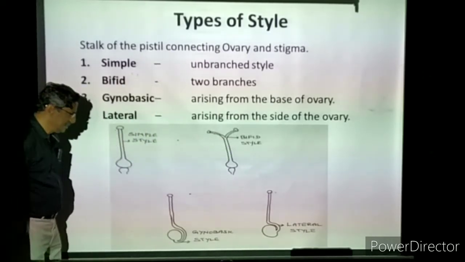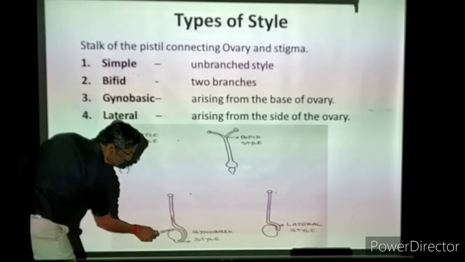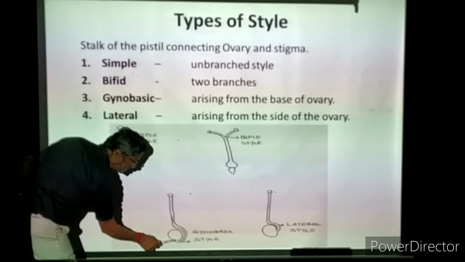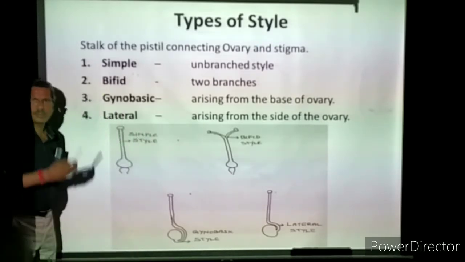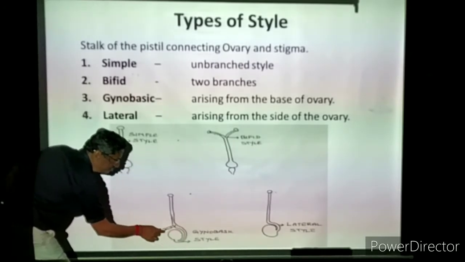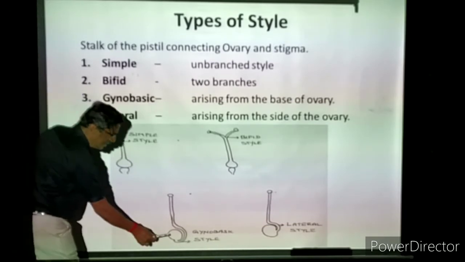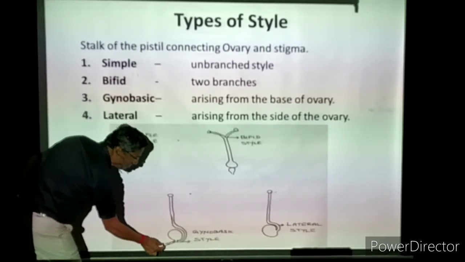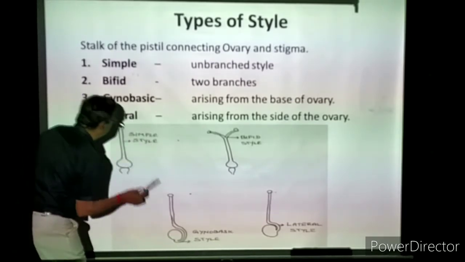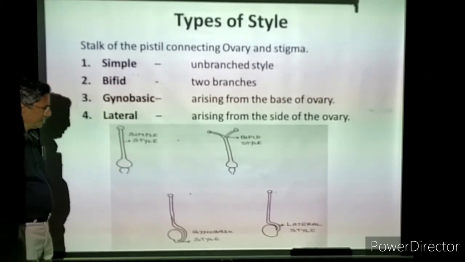Now this is the picture. Okay, this is the picture. Now this is the ovary. But actually we are expecting this style arising here, but it is not arising here. The style is arising at the base of the ovary, bottom of the ovary it is coming. It is going around the ovary. Then it is becoming straight and going up, growing up. So see that the style is arising from the base of the ovary. Base of the ovary, that is called a gyno-basic style.